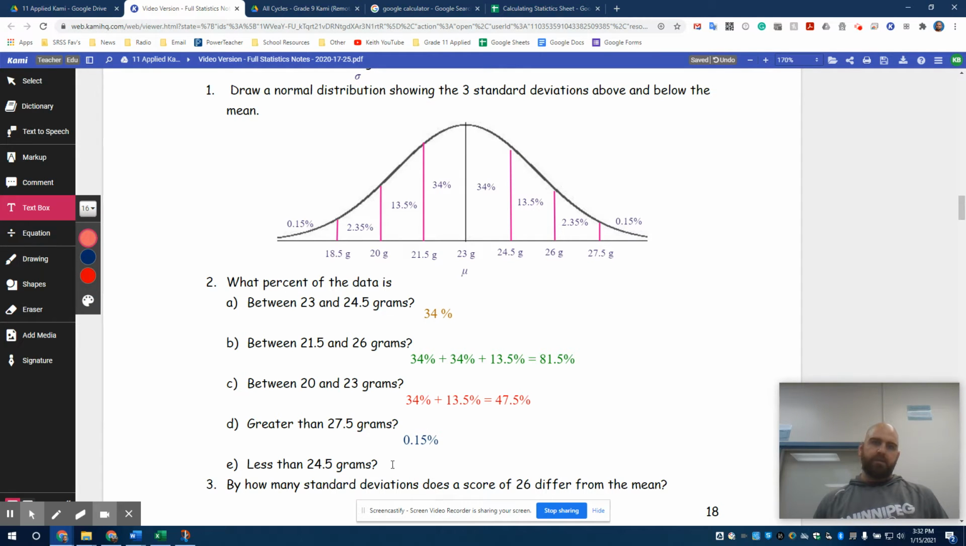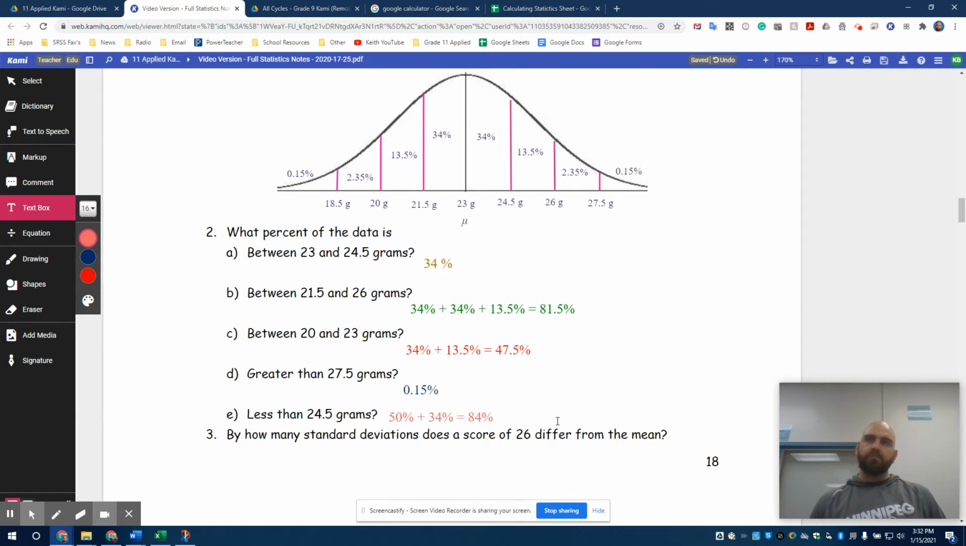And so let's do that here. Less than 24.5 is going to be 50% plus 34%. So we just have 84% would be less than 24.5. So we're just adding up the sections which match the description. Okay, match the description.